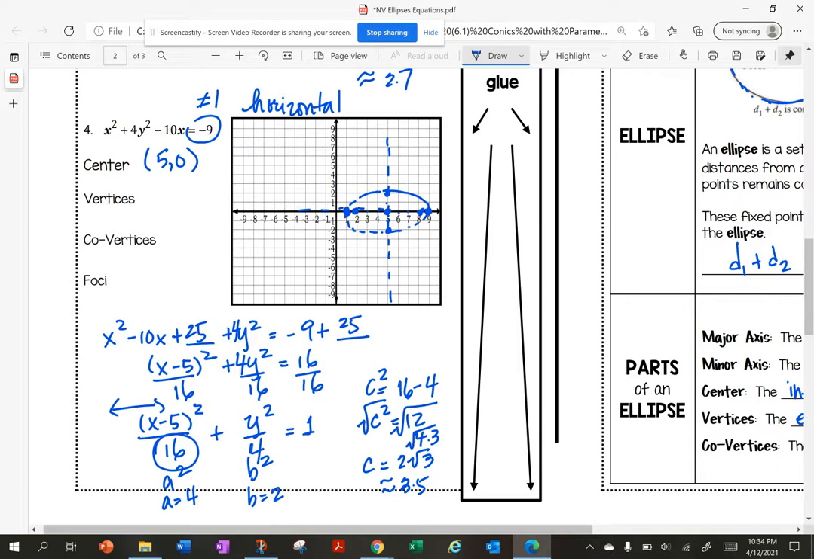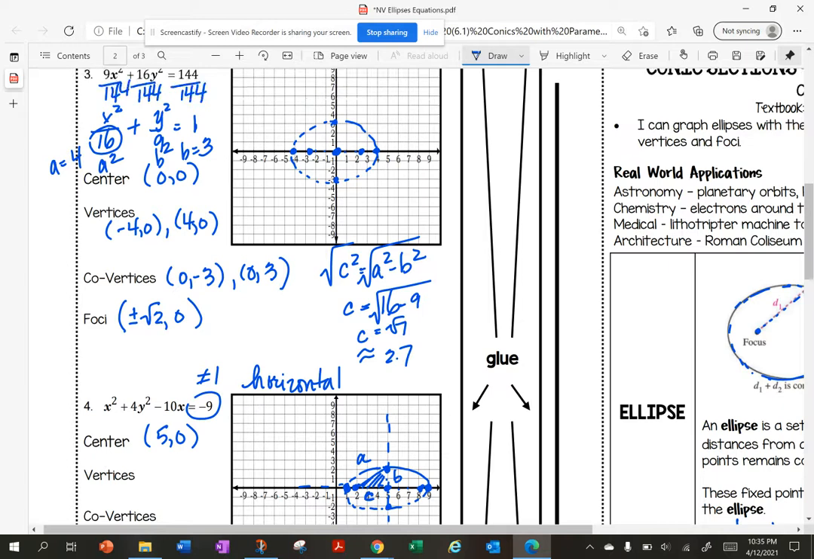So if I draw in my triangle, a is the longest side, b is to the co-vertex, and c is to the foci. I don't think I drew them on here, so let's draw these in. So I'm going to add these. It just helps me visualize what I'm doing here. So here's c, a, and b. Okay, that's it.